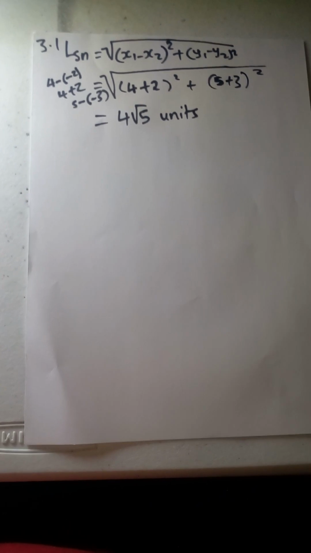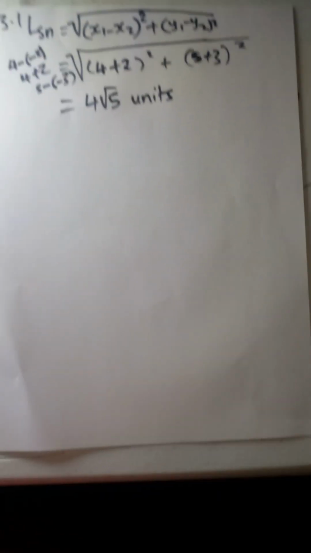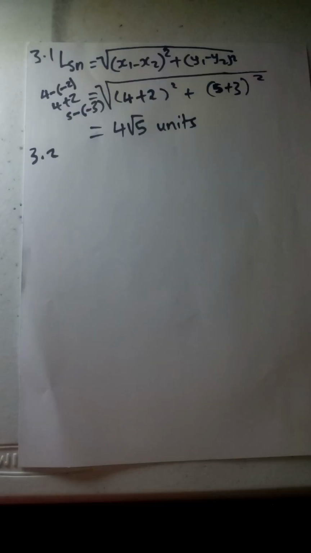And then check something. On this formula, you can even say x2 minus x1, y2 minus y1, as long as you make sure that you take the x values of that point only. Is it fine? So let's go to 3.2. 3.2 says: calculate the gradient of SN, the gradient of S and N.